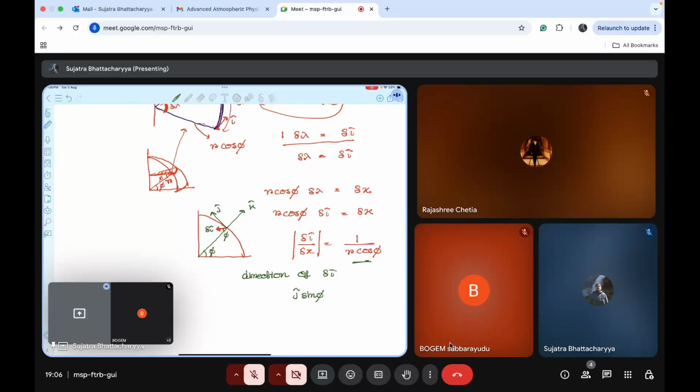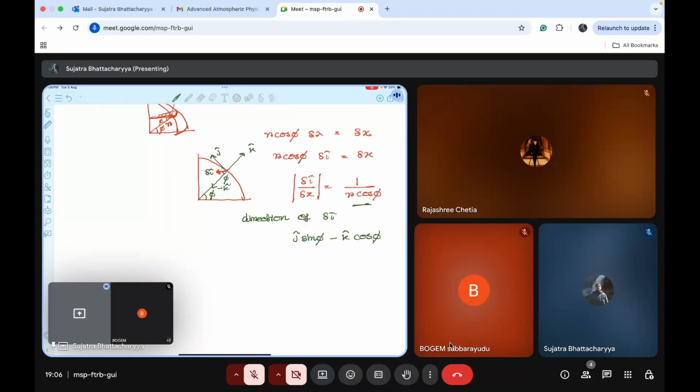J hat sine 5. But k hat, if this is 5, then this is 90 minus 5, this is 90. So what will happen is that this will be minus k hat, so minus k hat into cos 5 we can write. So just write that. I hope it is clear.